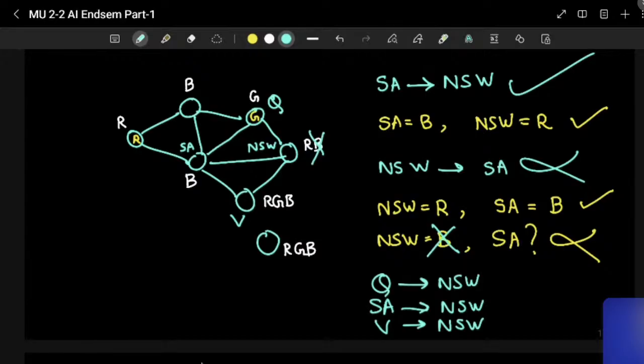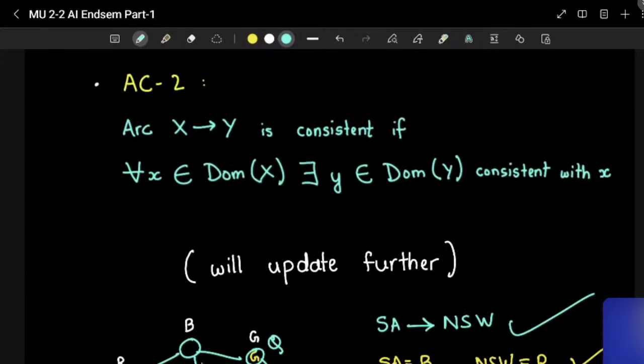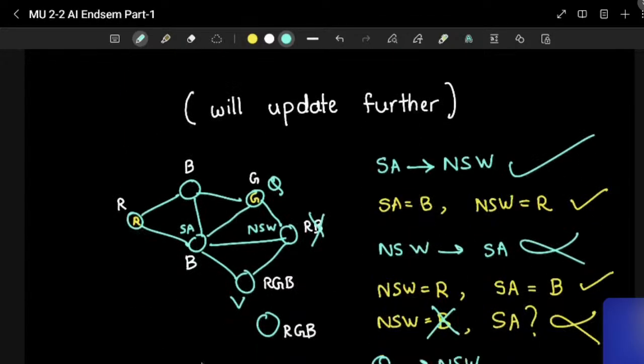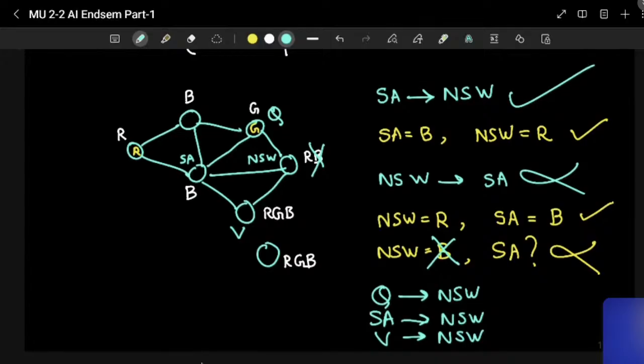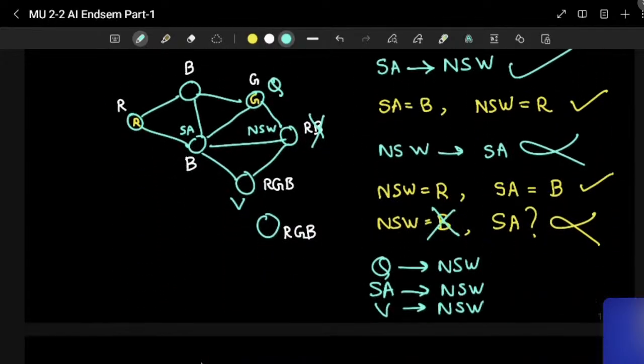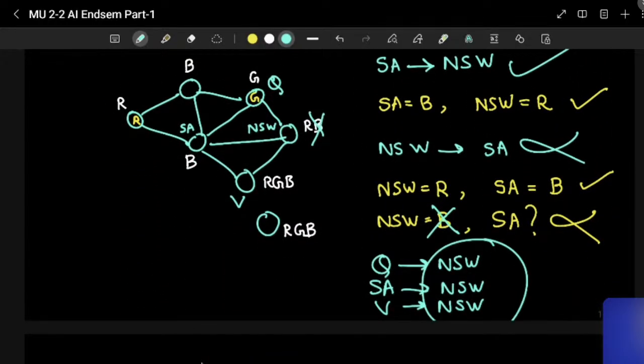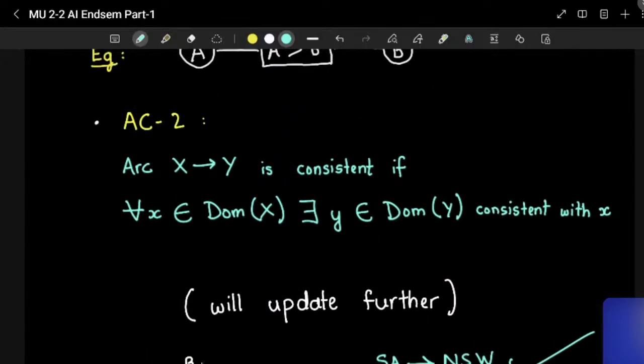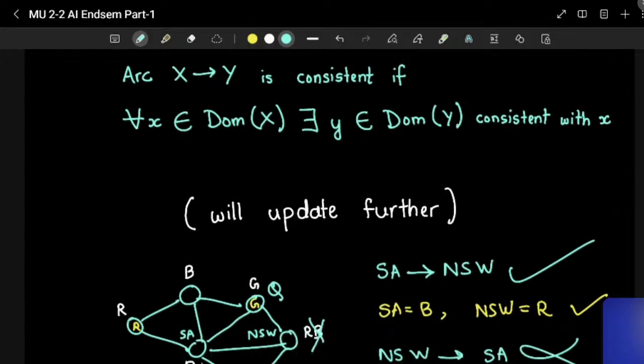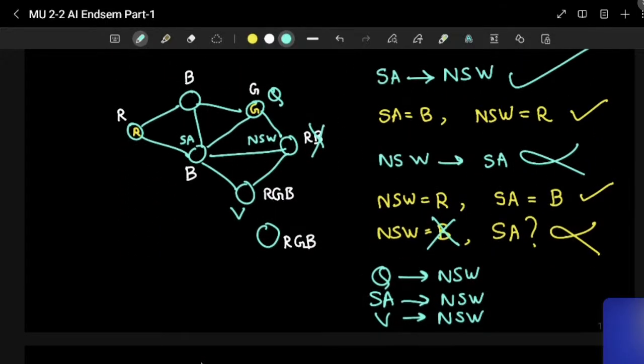Why are we checking these arcs? Because if you look at the consistency condition, here NSW lost one value. When it loses one value, there is a possibility that whichever Y was satisfying the arc could have disappeared. That's why we have to recheck these arcs. That is the reason, but you don't have to know the reason.